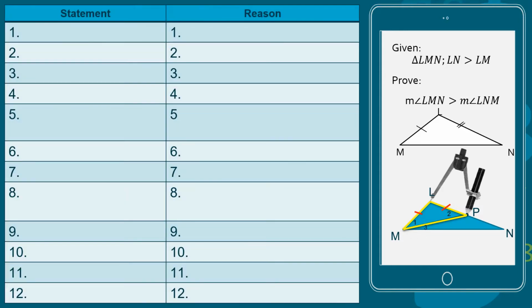Now, let's complete the two-column proof using the guide questions. For statement number 1, how do you describe the relationship between LM and LP? Based on the triangle that we constructed a while ago with markings, what can you say about LM and LP? Correct, that is LM congruent to LP. And what is the reason? Of course, by construction, because we just constructed triangle LMP.